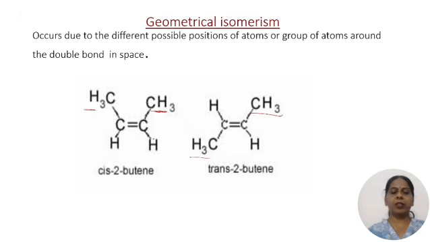Now, geometrical isomerism occurs due to different possible positions of atoms or groups of atoms around a multiple bond in space. Here you can observe we have taken one example, 2-butene, which shows two different arrangements. They form two different isomers: one is the cis isomer, the second is the trans. In cis isomers, you can easily observe that the CH3 groups are on the same side of the multiple bonded carbons, and in trans isomers the same groups of atoms are on opposite sides of the multiple bonded carbon atoms. So in this case we got a trans isomer.